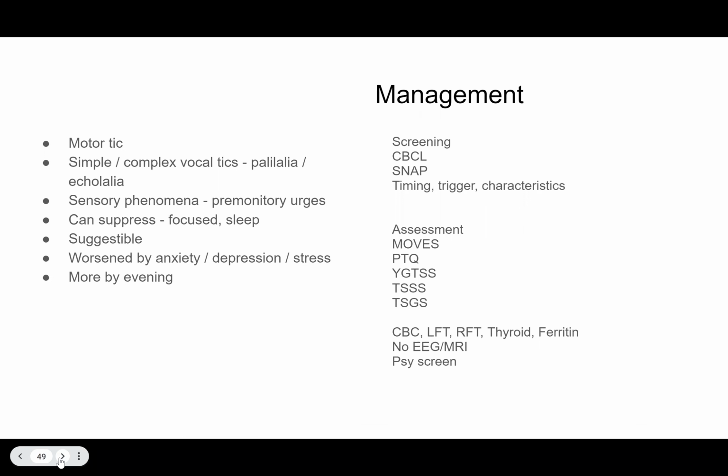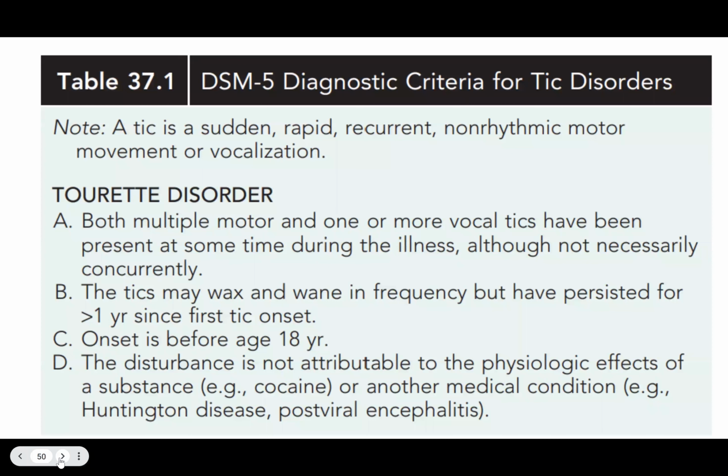And this is copy paste from Nelson. This is the diagnostic criteria. So multiple motor and one or more vocal tics. A vocal tic can be simple, just a whistling kind of sound, or there can be complex vocal tics like words. They can wax and wane, but at least 1 year should be there, and onset is before 18 years. And it is not physiologic, for example, not due to a drug or another medical condition.